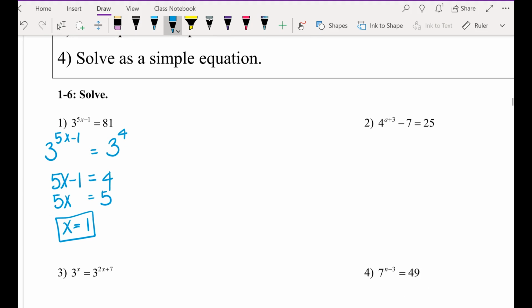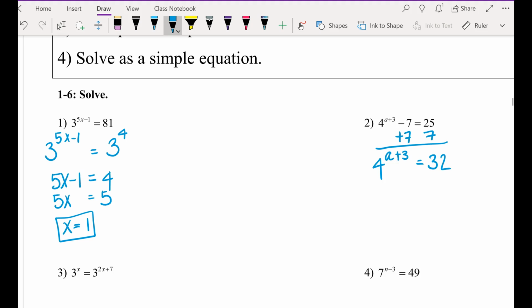Number 2. Step number 1 said isolate the base. Right now, what you need to do is isolate the base on the left side. Add 7 to both sides. So that means you get 4 raised to the power of a plus 3 equals 25 plus 7, which is 32. Look at the bases. Are they identical? No. Can I make them identical?